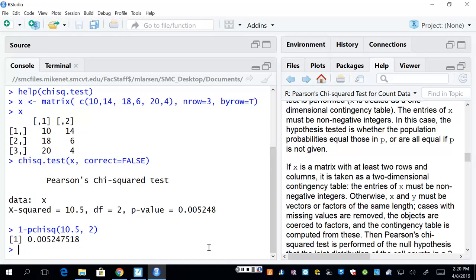It does not appear to be independent. So there is a difference. One of those drugs seems to work certainly better.